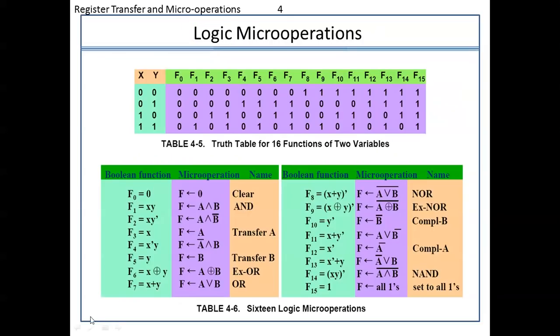So in total, we have only four kinds of micro operations: AND logic micro operation, OR logic micro operation, XOR logic micro operation, and the last one, which is complement. From these four logic micro operations, I am able to describe the 16 different Boolean functions, or the Boolean micro operations, in the context of logic micro operations only. So let's understand the logic micro operations in more detail.